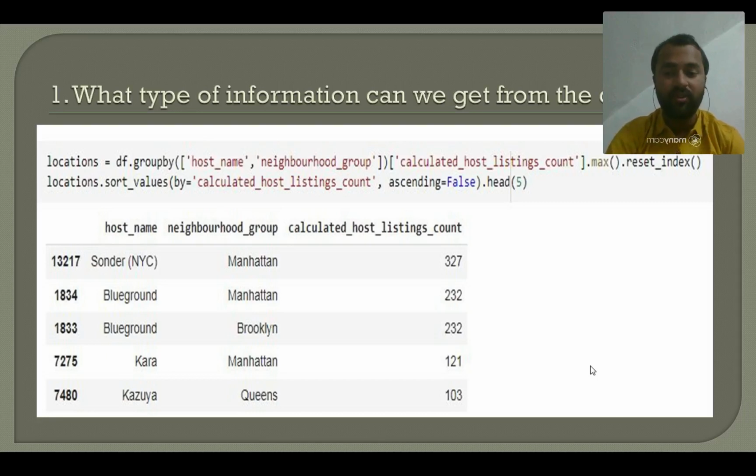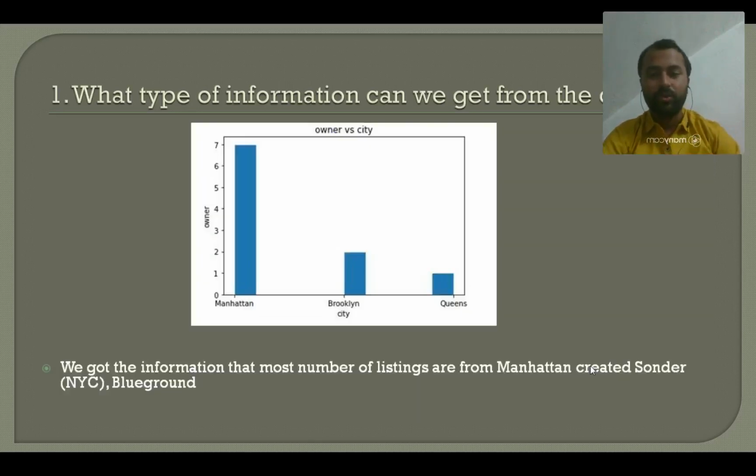The output I got from these two lines of code is that Sonder has 327 apartments in Manhattan. Blueground has 232 apartments in Manhattan, and Blueground also has 232 apartments in Brooklyn. Here is the graph showing that Manhattan has the maximum number of apartments, and after Sonder, Blueground has the maximum number of apartments.